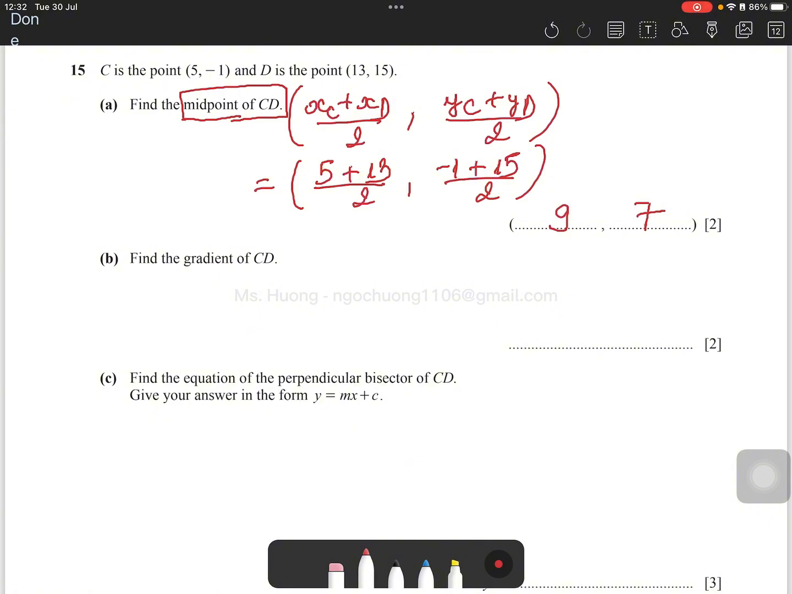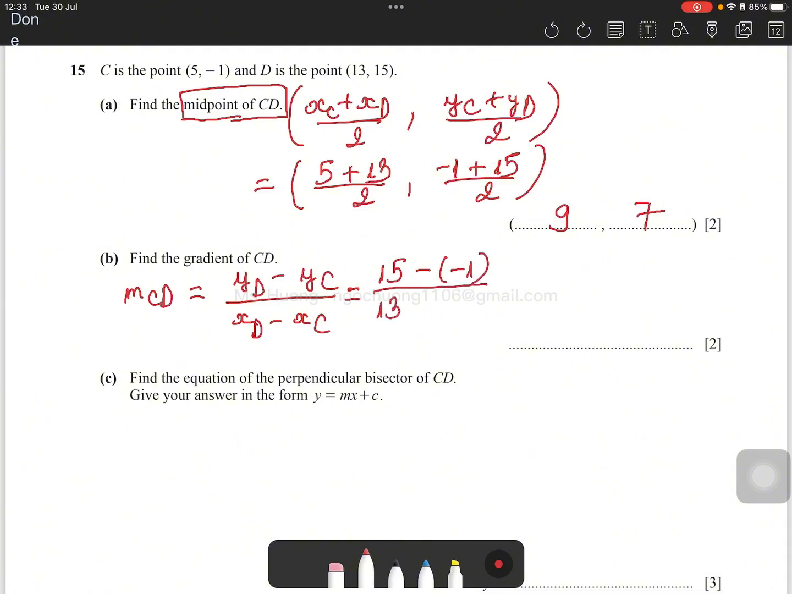B. Find the gradient of CD. To find the gradient of CD, the formula is yd minus yc over xd minus xc. Difference in y divided by difference in x. yd is 15 minus yc, which is negative 1. xd, 13 minus xc, 5. 15 minus negative 1 means 15 plus 1 equals 16. 13 minus 5 is 8. So the gradient is 2.